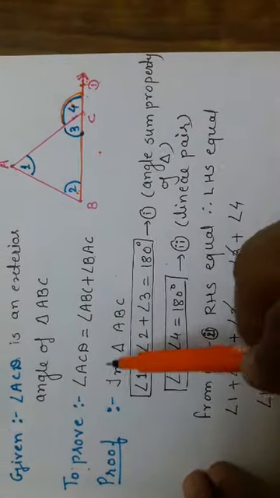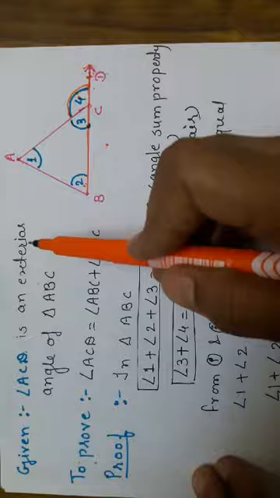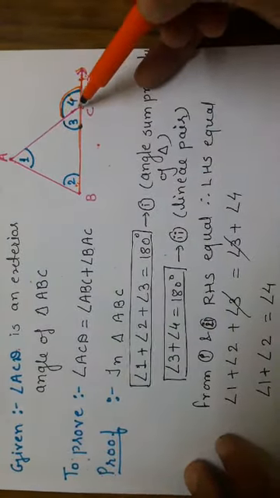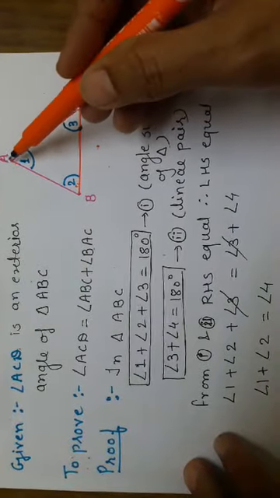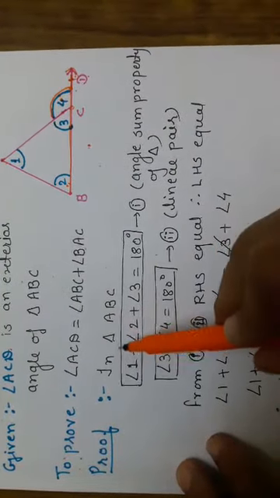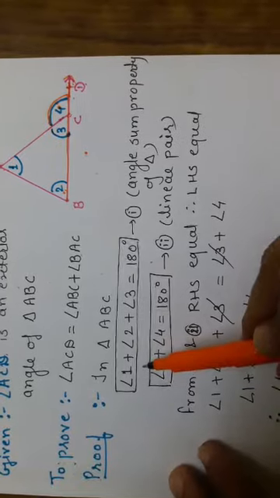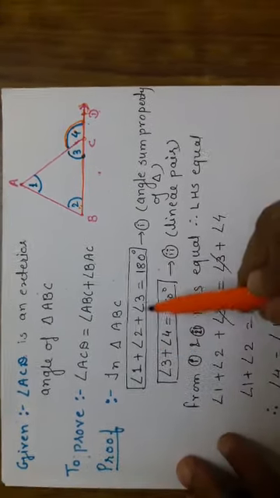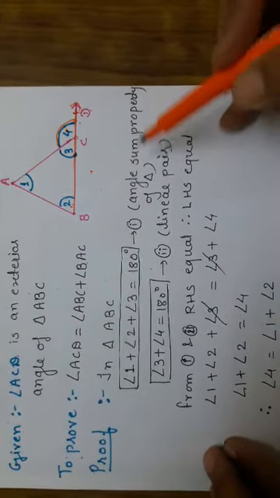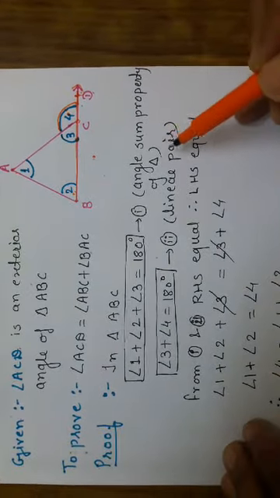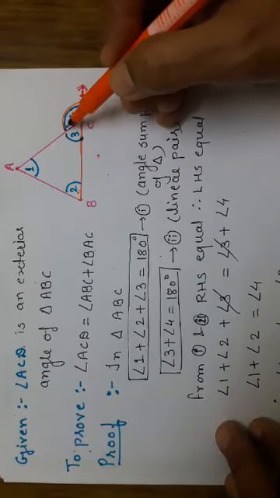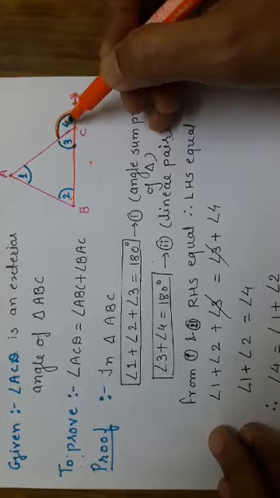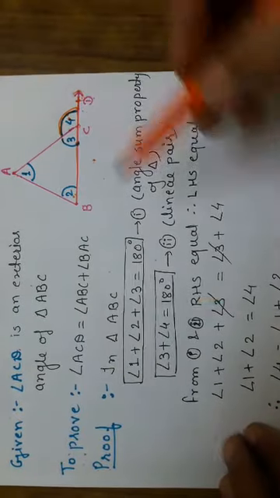Now this is given: ACD is the exterior angle of the triangle ABC. To prove that angle ACD is equal to angle CAB plus angle ABC. In the triangle ABC, we know very well the angle sum property of the triangle: angle 1 plus angle 2 plus angle 3 is equal to 180 degrees. Just now we have proved the theorem. This exterior angle we call angle 4.